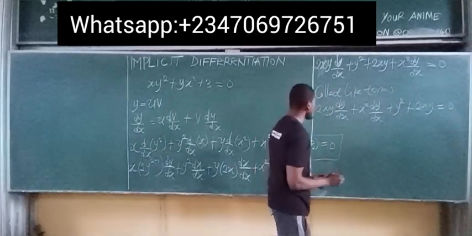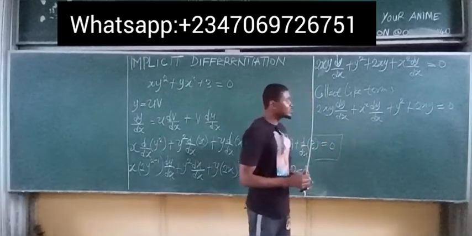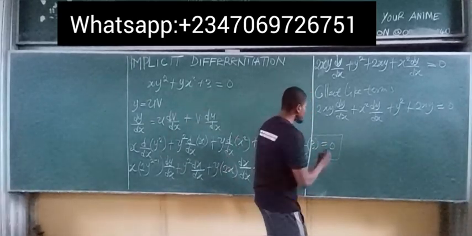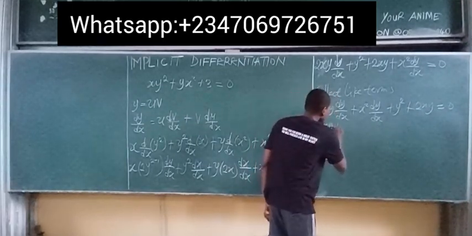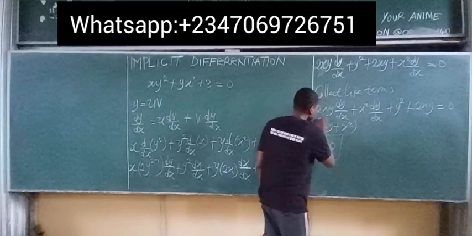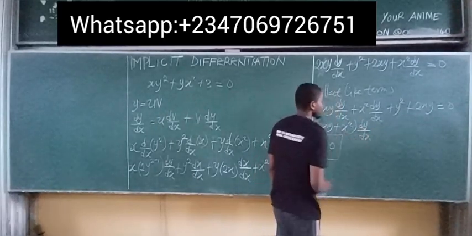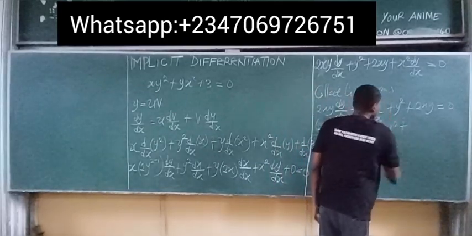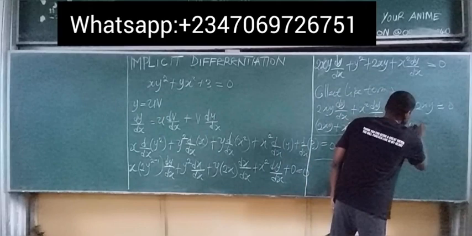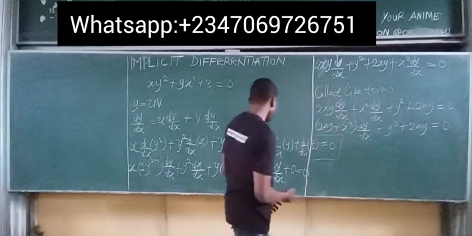So from here now, notice that dy dx is common, so I'll simply factor dy dx. This simply becomes 2xy plus x squared all multiplying by dy over dx, plus y squared plus 2xy, and that's equal to 0.